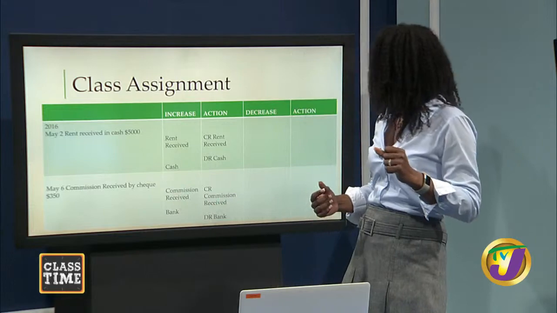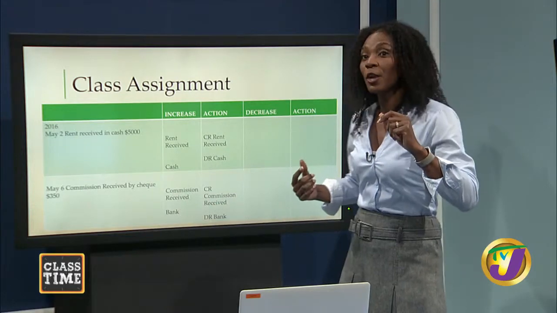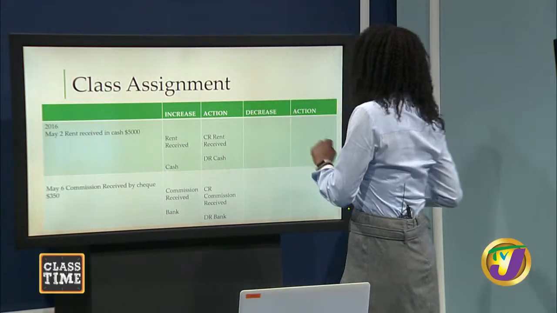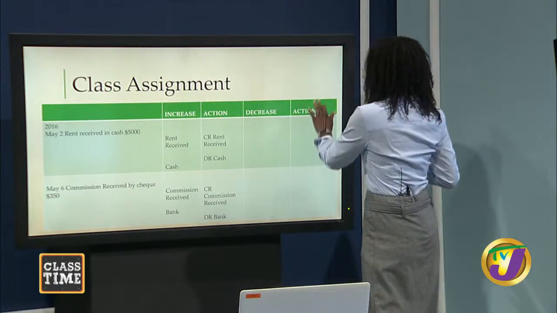And what did we get it in the form of? Check. So therefore, we're going to need to open up a what? Bank account, because all checks will pass through the bank. And we are receiving the check. So will we increase or will we decrease? We are going to increase. Bank is an asset. Good. You're learning, man. And whenever there's an increase in asset, we will do what? Debit the account. Now let's demonstrate in the ledger.